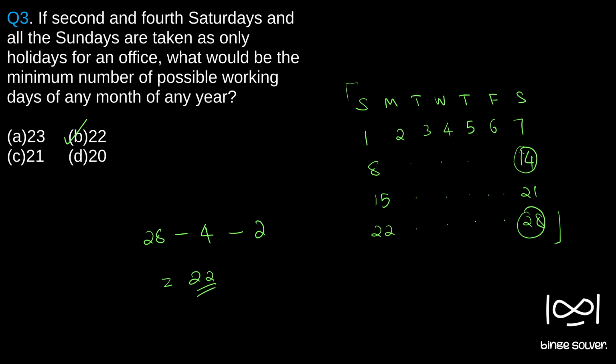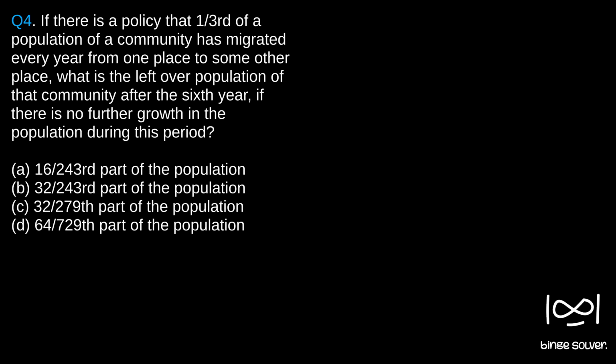Next question, question 4. If there is a policy that 1/3 of the population of a community migrates every year from one place to some other place, what is the leftover population of that community after the 6th year, if there is no further growth in the population during this period? So this is just like how we do compound interest. If we assume that the initial population was 1, then we get the answer as 1 times (1 minus 1/3), since the population is reducing by 1/3, raised to the power 6.